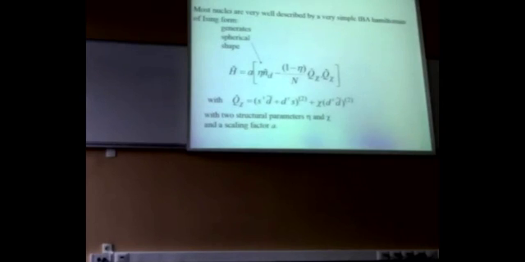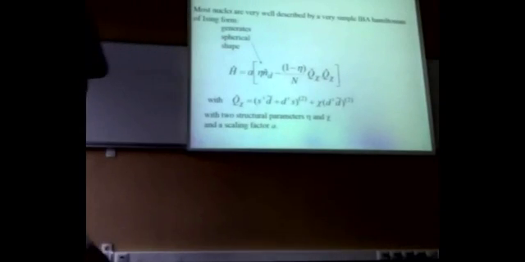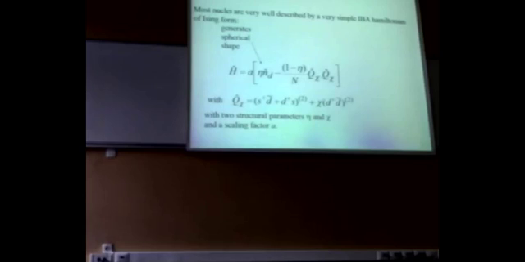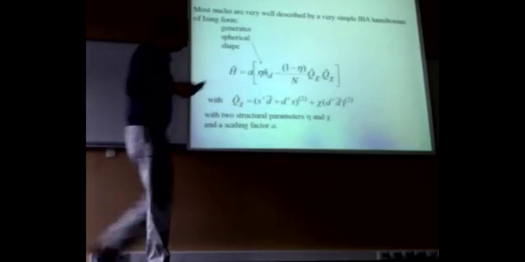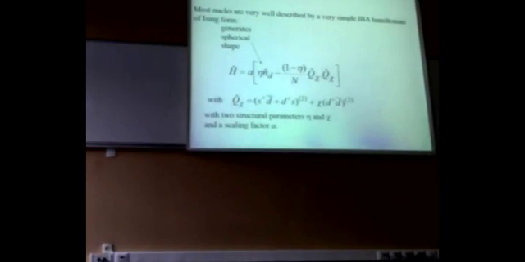Now I will come to another subject, which is associated with the shape of a nucleus. So we will now discuss shape phases and critical point solutions, which will be discussed also in detail tomorrow by Norbert Pietralla. Now, most nuclei are very well described by an extremely simple IBM Hamiltonian due to this guy.